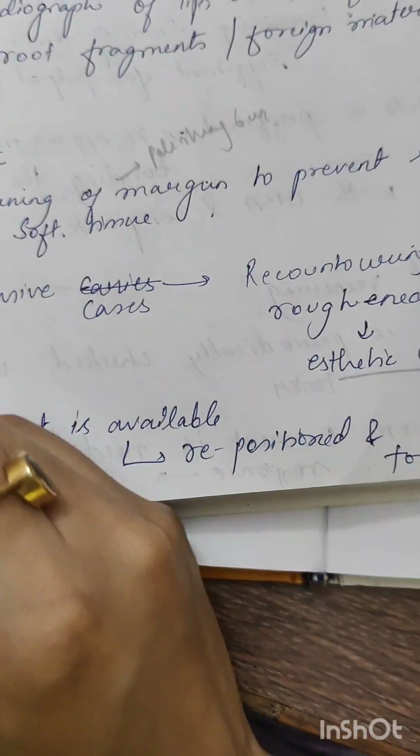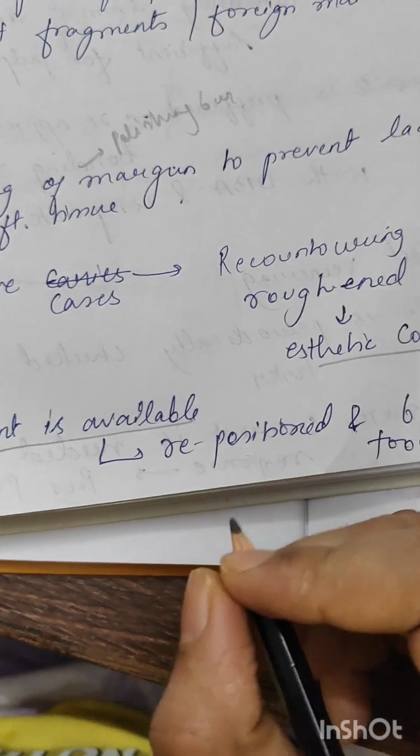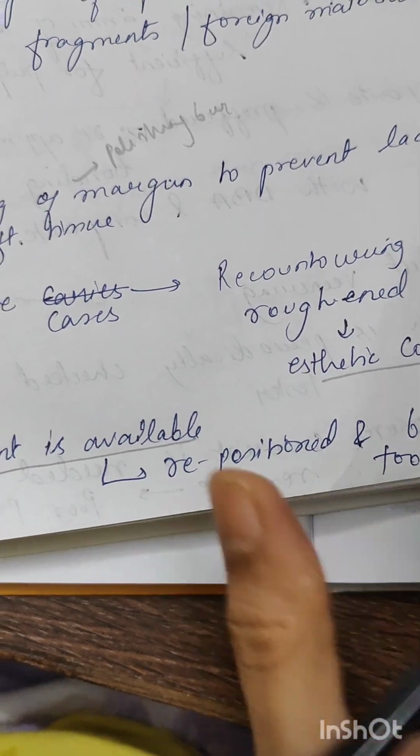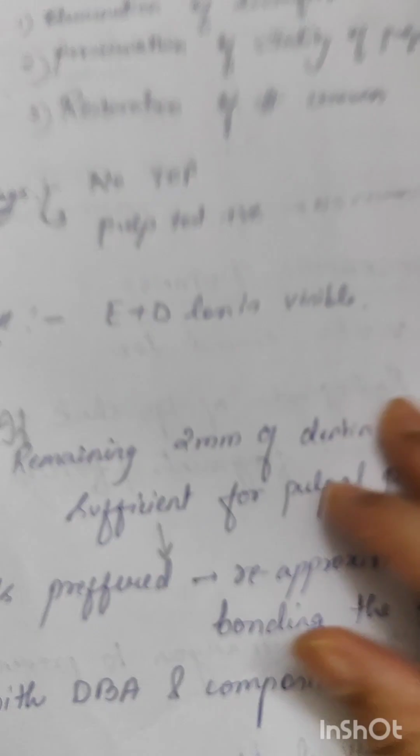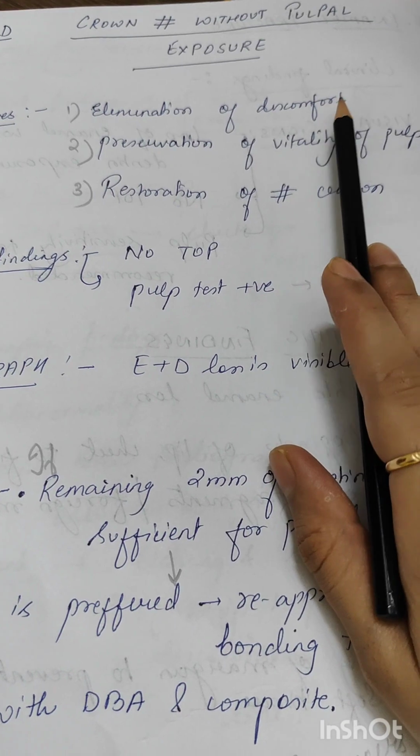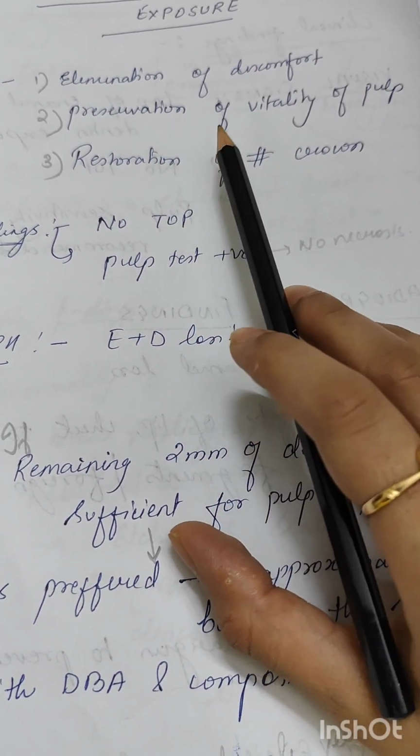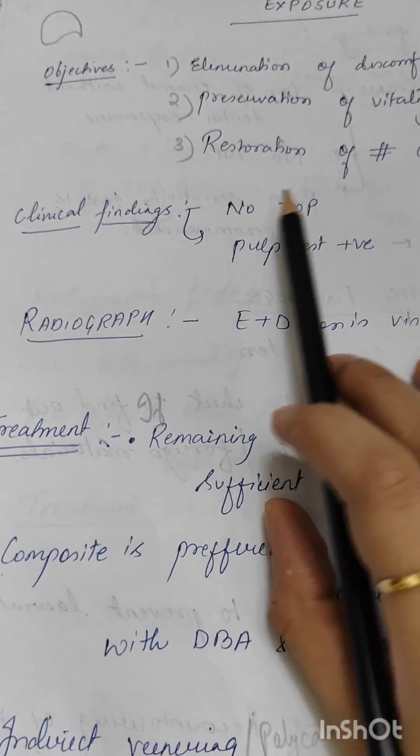You might be thinking, what is this fracture segment? If the patient comes along with the broken fragment of the tooth, then you can reposition it and bond it to the tooth. Now coming on to the enamel and dentine fracture, that is crown fracture without pulpal exposure. The objectives are to eliminate the discomfort of the patient, to preserve the vitality of the pulp, and to restore the fracture of the crown.